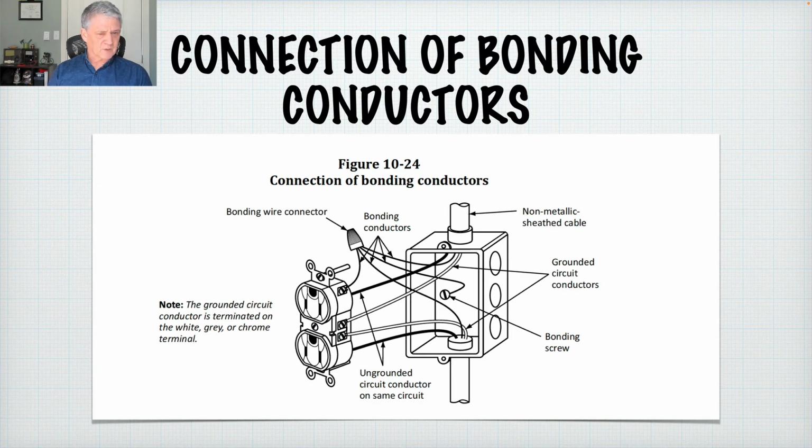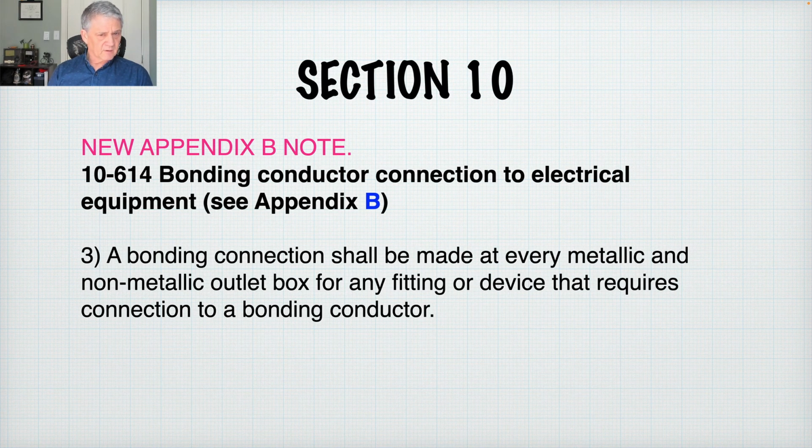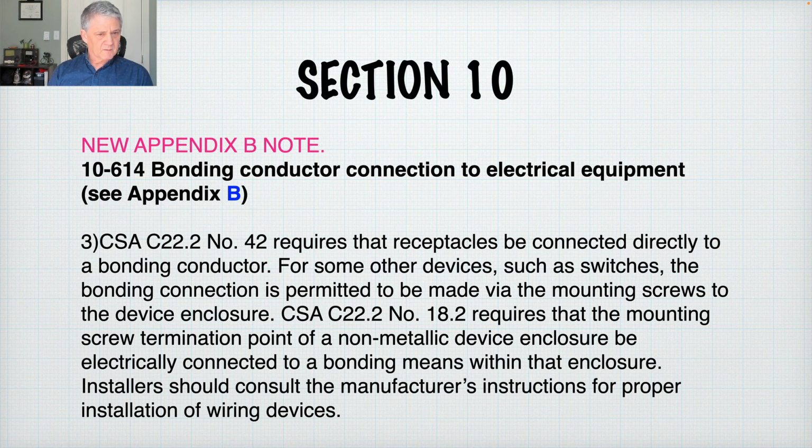And again, here's the same picture again. So the receptacle requires it, regardless, the receptacle always gets bonded. Now the switch itself, this rule here talks about the switch, not about the receptacle. So this rule here, this standard, the 22.2 number 42, requires that receptacles be connected directly to a bonding conductor. And then the switch does not if the mounting strap is metallic.